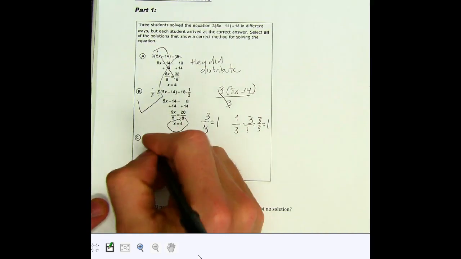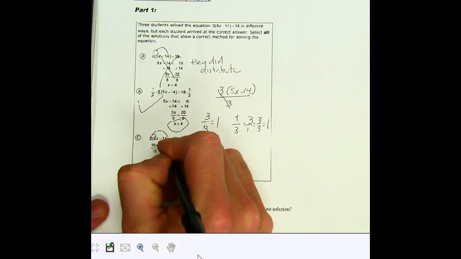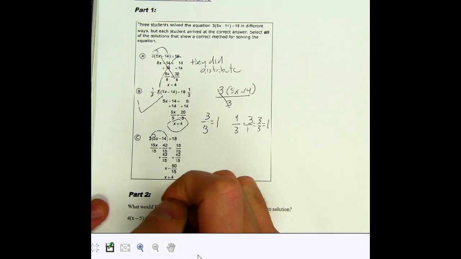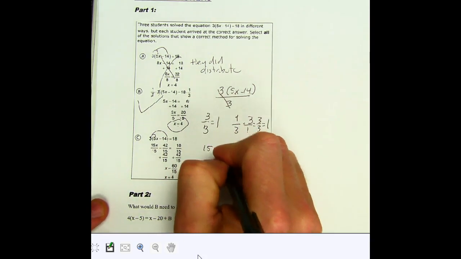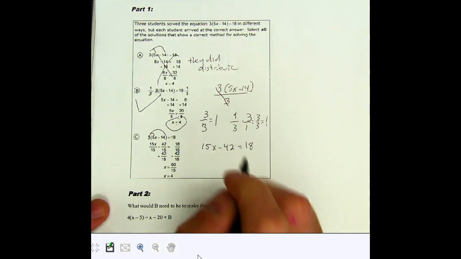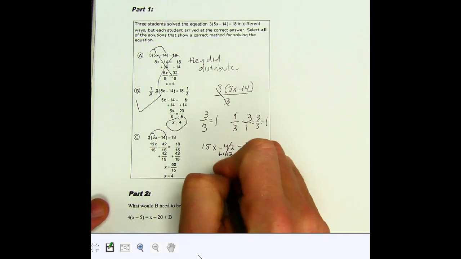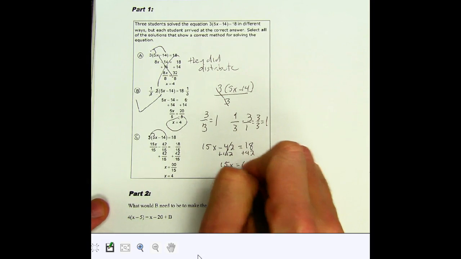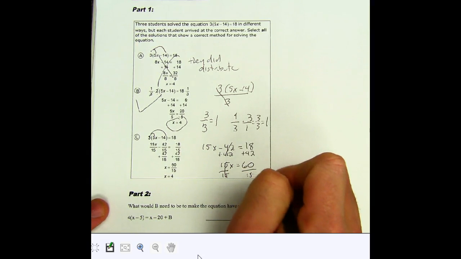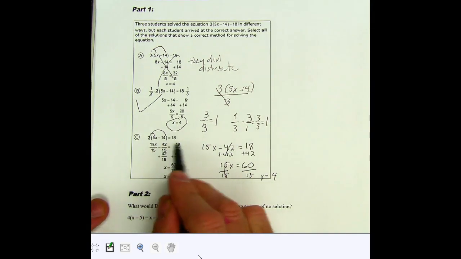Now this one distributed. 3 times 5 is 15. 3 times 14 is 42. So if you have 15x minus 42 equals 18, what's the next step you're supposed to do? Add 42. So then you have 15x equals 60. Then you're supposed to divide by 15, so x equals 4. So they added 42 next, then divided by 15.